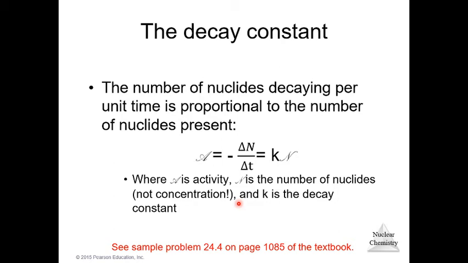So your activity is directly proportional to the number of nuclides present that are going to decay. And so we have this proportionality constant here that we call the decay constant. This is going to look familiar from your kinetics chapter. Your change in number over time is proportional to the number. But remember, we're talking radioactivity now. This is not concentration. This is the number of nuclides, the number of nuclei that are present. And then here's our decay constant. Okay, so we're going to work problem 24.4 in the book about relating decay and activity to the number that's present.